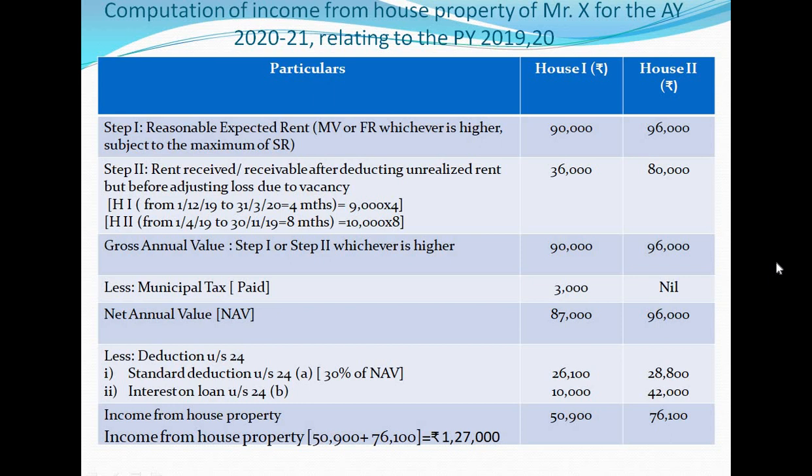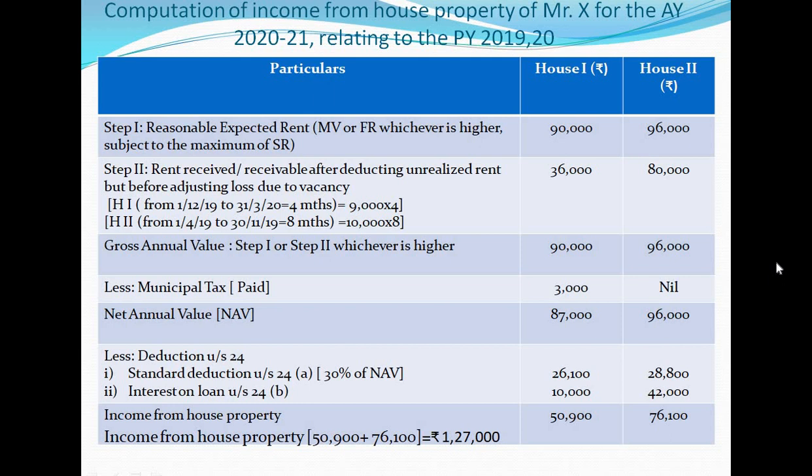Then from the gross annual value, you have to deduct the municipal tax. In case of municipal tax, only the tax paid is allowed to be deducted from the gross annual value. Any tax due will not be taken into consideration. So for house 1, the tax paid is 3,000, but for house 2, there's no amount of tax paid. So after deducting the municipal tax, we'll get the net annual value. For house 1, it is 87,000, and for house 2, it is 96,000.